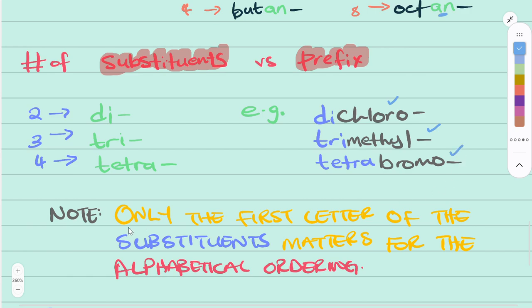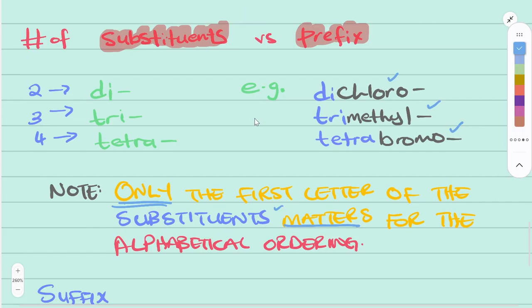So now here's a note. Only, guys, only the first letter of the substituent matters for the alphabetical ordering. What do I mean? In IUPAC naming, let's say your substituents are just like this right here. We have a chloro, we have a methyl, we have a bromo. Before that chloro, methyl and bromo, there is this tetra, this tri, this di over here.